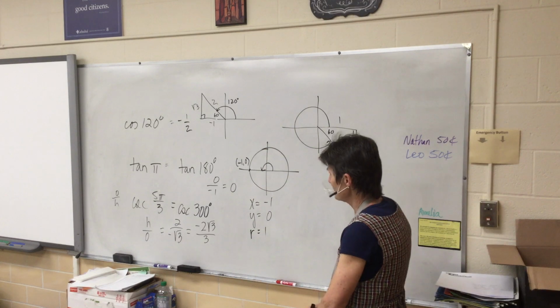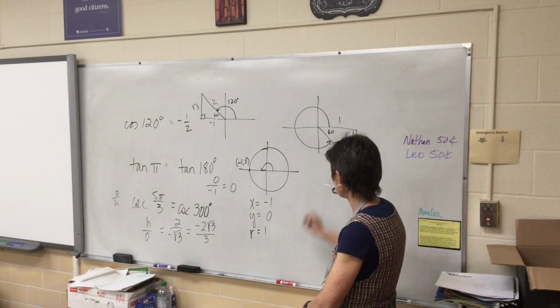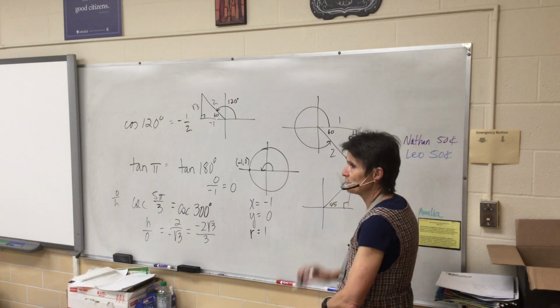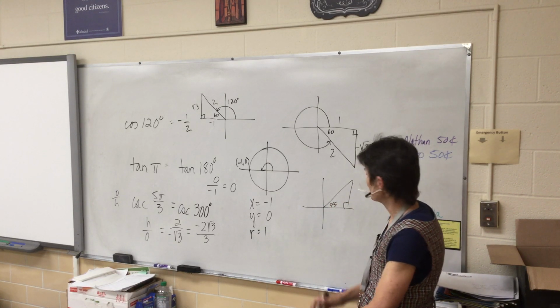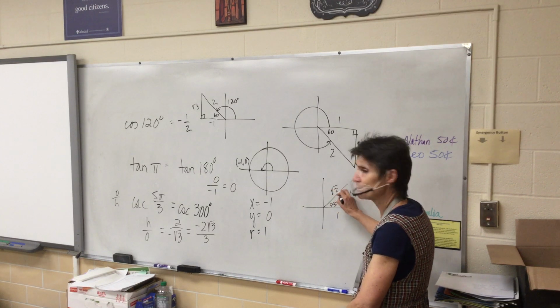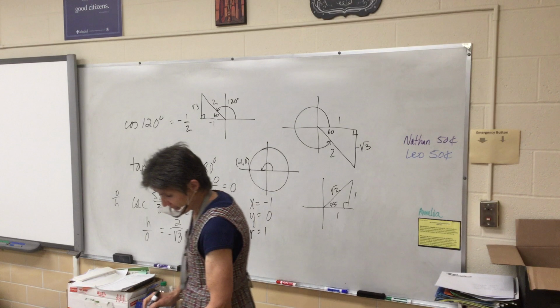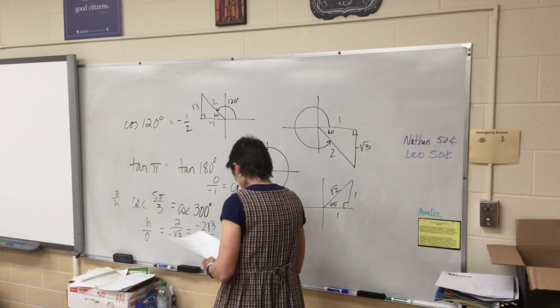Something that wasn't covered on this one may be covered in the second one, but there's no 45, 45, 90s in here. And you need to remember that in a 45, 45, 90, the sides are 1, 1, root 2. Okay, so make sure you review that too, in case that shows up in one of these problems.